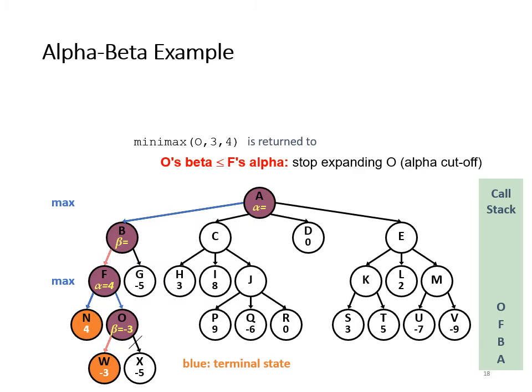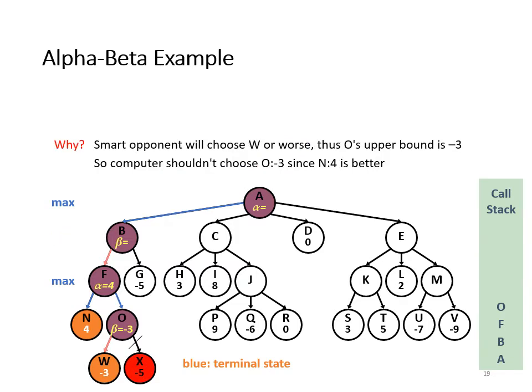Now you have to assign the value of B. B will take the minimum value, and this value will be the minimum of F and G. First of all, we assign beta's value the value of alpha. A smart opponent will choose W. Thus O's upper bound is minus 3, so the computer shouldn't choose O with minus 3, since N with 4 is better.